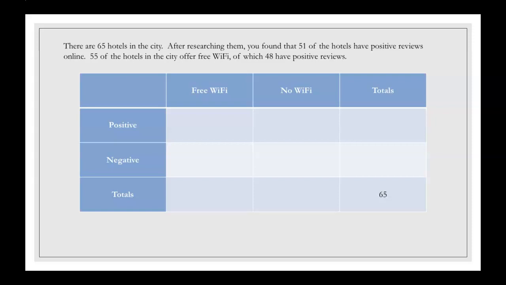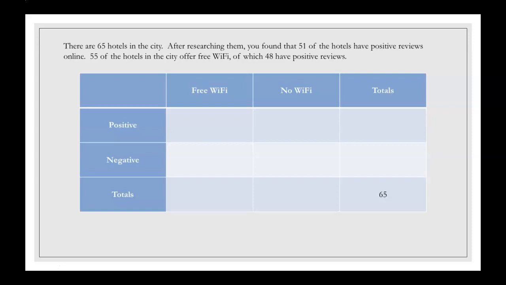So this chart is going to have positive and negative, right? Positive reviews and negative reviews. And then free Wi-Fi and no free Wi-Fi. So those are our different variables in this situation, right? And then we just start plugging in the numbers that we know. So that's 65, the grand total, right? The total number of hotels in the city.